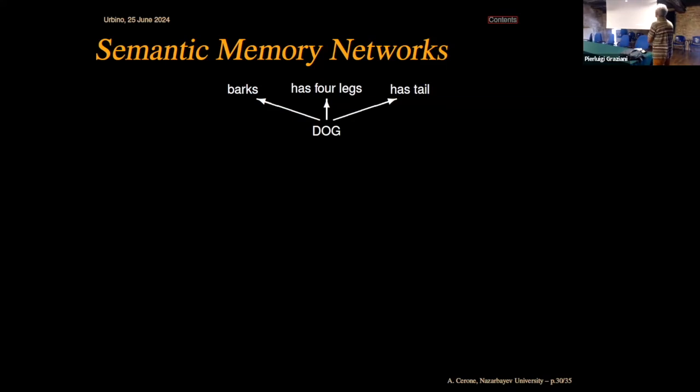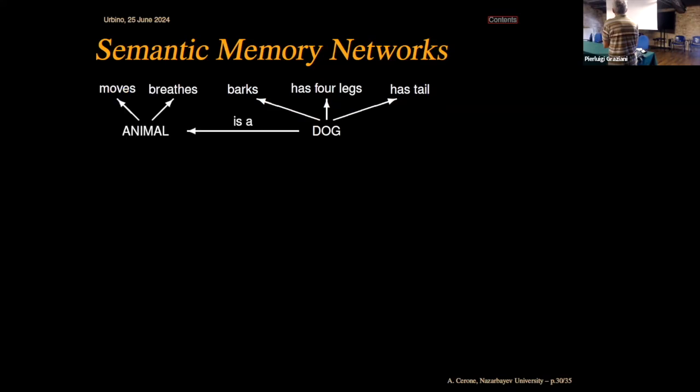So if we think about what we know about animals and dogs, for example, we know that a dog barks, has four legs, has a tail, but we also know that the dog is an animal. And animals have some attributes like moves, breathes, which can actually be inherited by the dog. A question is: does our memory replicate all this information for every item? Is it attached also to dog, or do we actually try to retrieve it by interpreting this hierarchy?